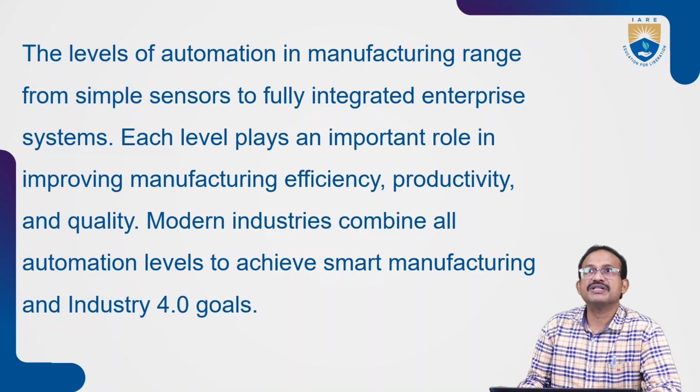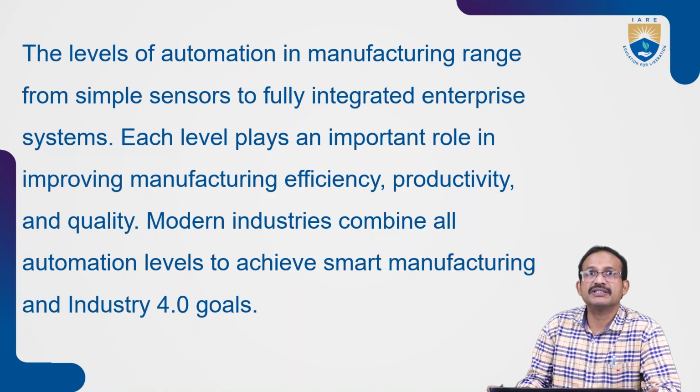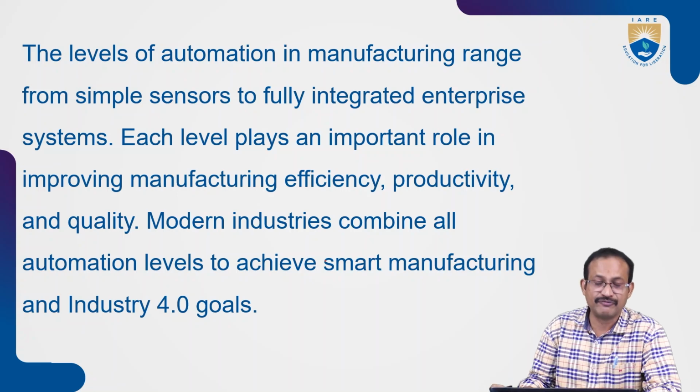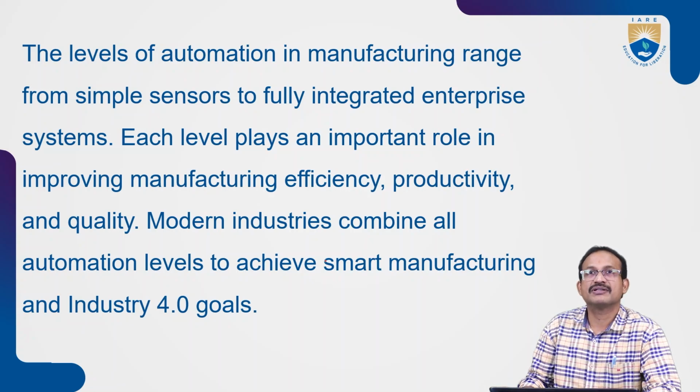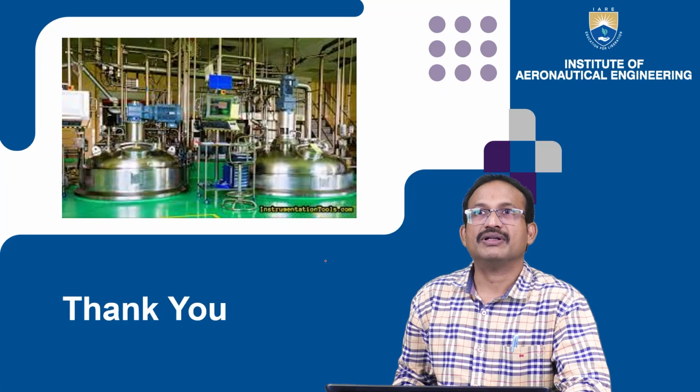The levels of automation in manufacturing range from simple sensors to fully integrated enterprise systems. Each level plays an important role in improving manufacturing efficiency, productivity, and quality. Modern industries combine all automation levels to achieve smart manufacturing and Industry 4.0 goals. So this is all about levels of automation. With this, I am concluding.